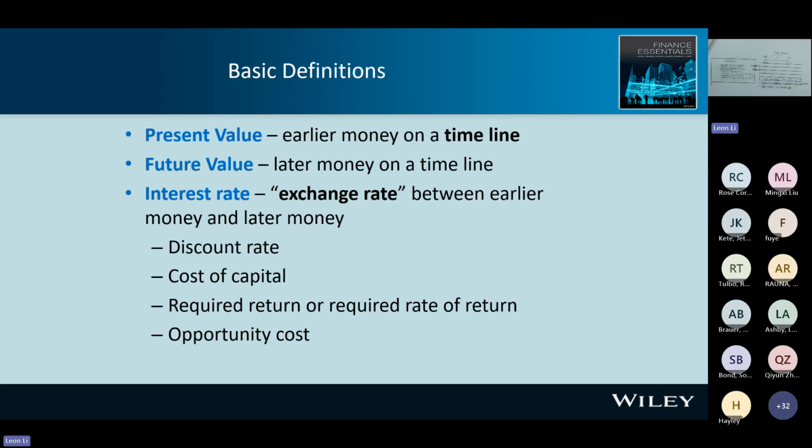So you can see that this is another key difference between accounting and the finance. All right, opportunity cost. Okay, so next you can see in this timeline. On this timeline, you can see this variable. You have PV, earlier money, FV, later money, interest rate, the exchange rate between that, and finally we have the time. So in the following discussion, we will show you the relation between the four variables: PV, FV, I, and T.